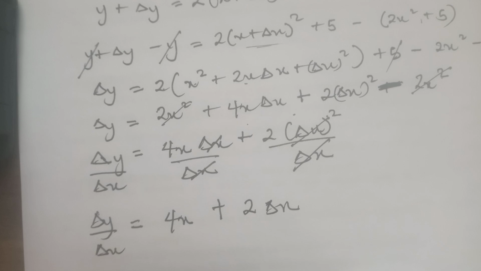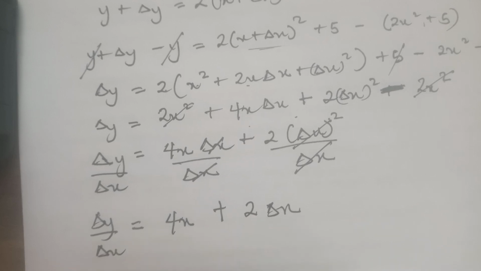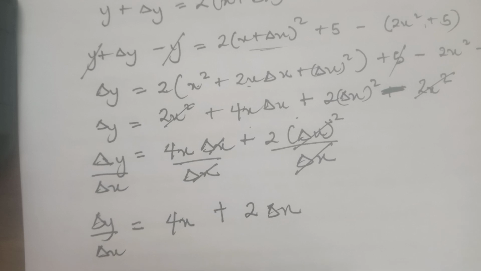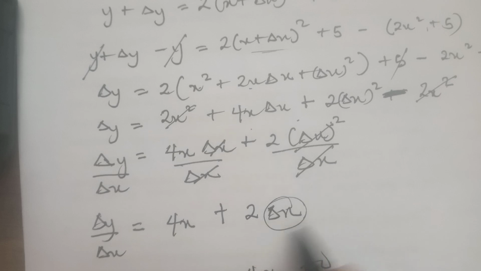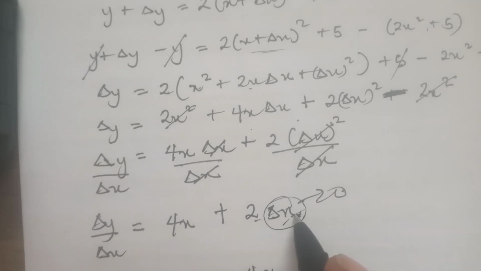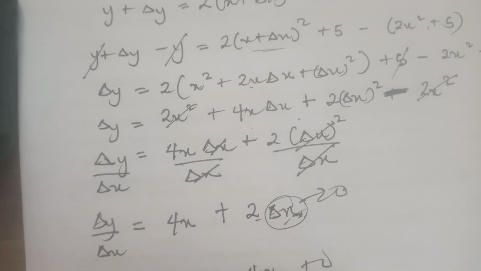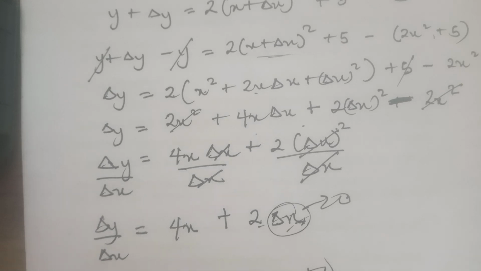So we have delta y over delta x, as delta x approaches 0, is 4x plus 0. Because this thing has been set to 0, once it's set to 0, it is 0. So 2 times 0 is 0. So the final answer is 4x, as the change in x, delta x, approaches 0.